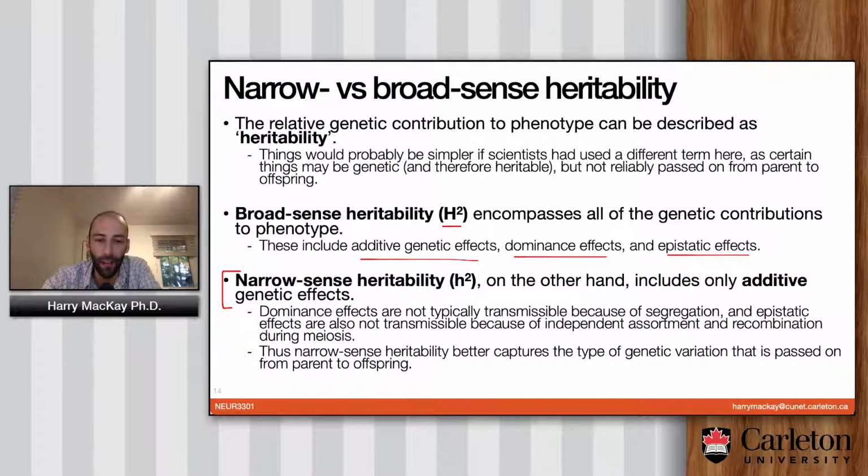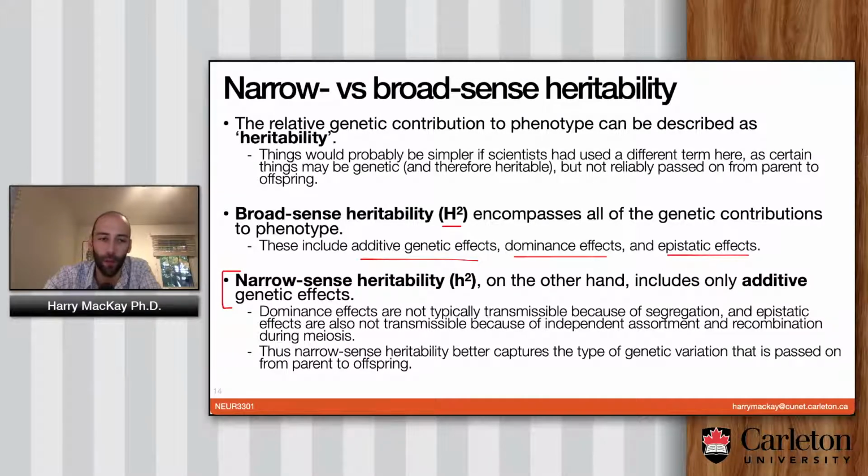Narrow sense heritability, which is lowercase h squared, on the other hand, only includes additive effects. This is partly because narrow sense heritability is much simpler to measure. Epistasis and dominance effects are quite challenging to measure in a genome-wide way. But also, dominance effects don't typically get transmitted because they're segregated upon mating. You might be homozygous or heterozygous for a dominant allele, but the odds are pretty good that whoever you're mating with may not be. And so after a number of generations, the odds of being transmitted go down and down. And epistatic effects are also not transmissible because of independent assortment and recombination.